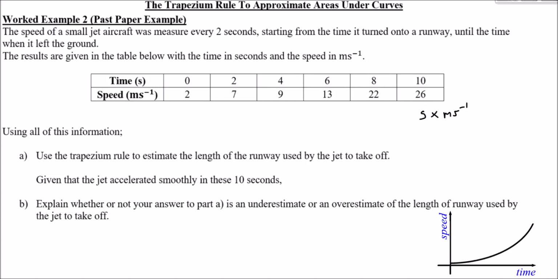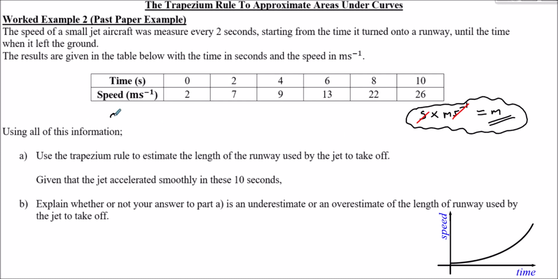Simplifying the indices, s and s minus 1 cancel, and so it stands to reason that the area underneath this graph is going to relate to something with dimensions of meters, and it certainly does because length or distance is measured in meters. So that's how I always used to think about why it is distance travelled. Without using that idea, you can't really go anywhere with the question. Anyway, the trapezium rule to estimate the length of runway used by the jet to take off.